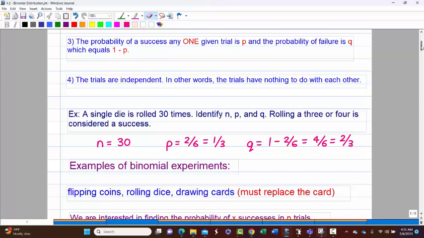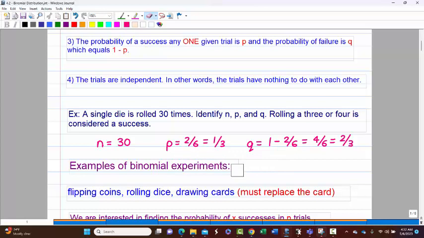So let's say, for example, a single die is rolled 30 times, identify N, P, and Q, and we're saying a 3 or 4 is considered a success. So we're allowing 2 things to be a success. That's fine. There's nothing wrong with that. So either we get a 3 or 4, or we don't get a 3 or 4. Nothing else matters. So your N is 30 for the number of times you're doing this. Now, don't let this 30 affect your decision on what P and Q are.